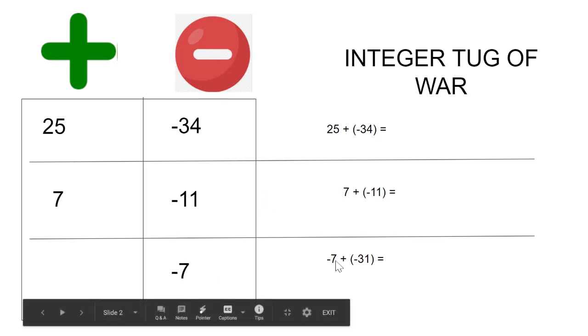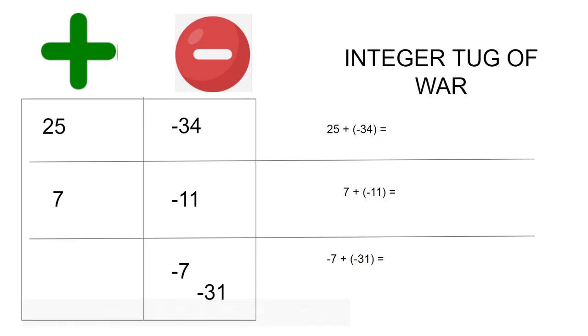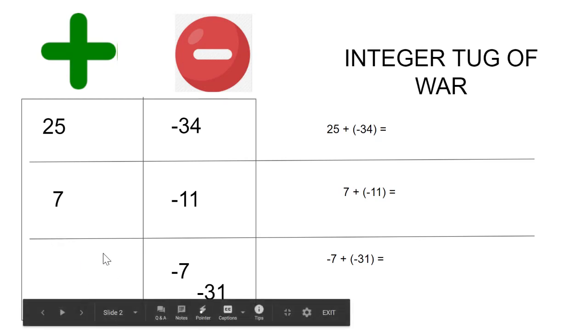Next, negative 7 goes on the negative team. Negative 31 also goes on the negative side. What should we do in this case? Well, in this case, we don't have any positive members. So we are just going to add up the value we have on the negative team. On the negative team, we have 7 plus 31. So our team's value is negative 38.